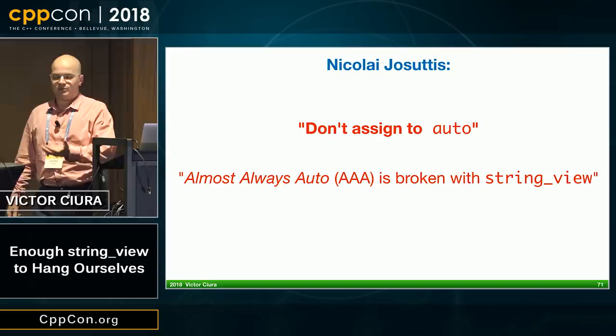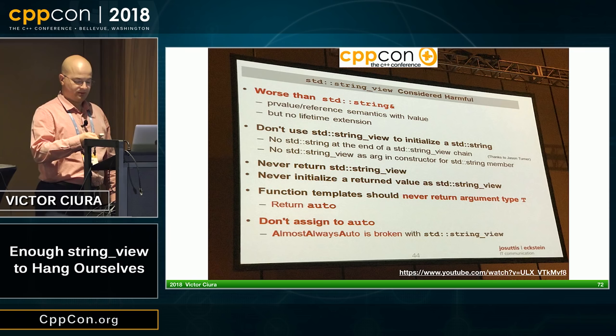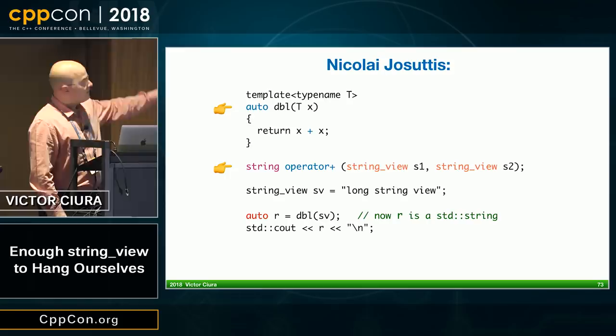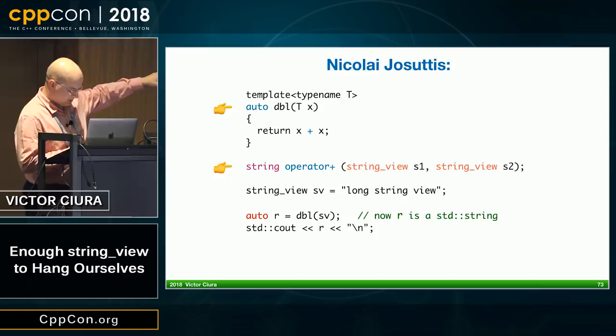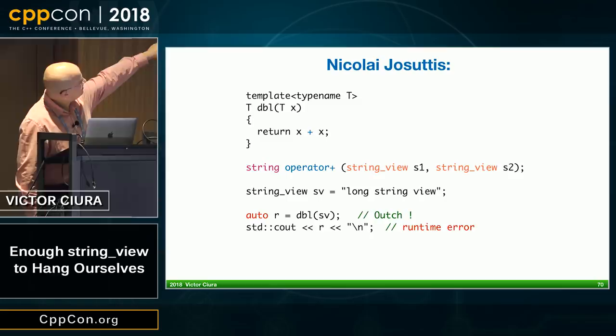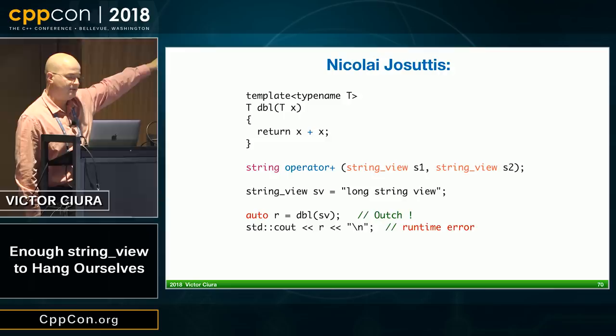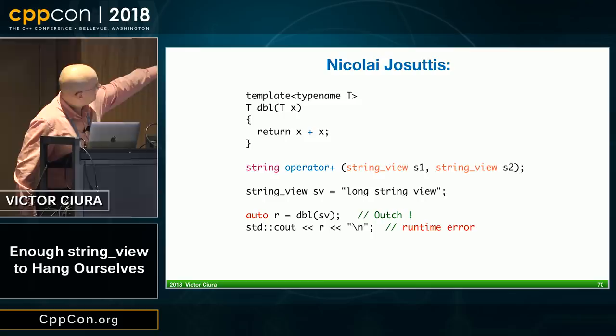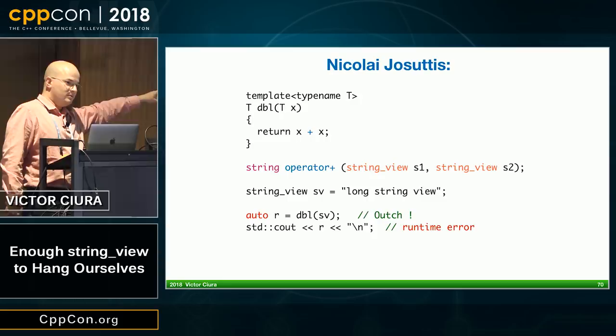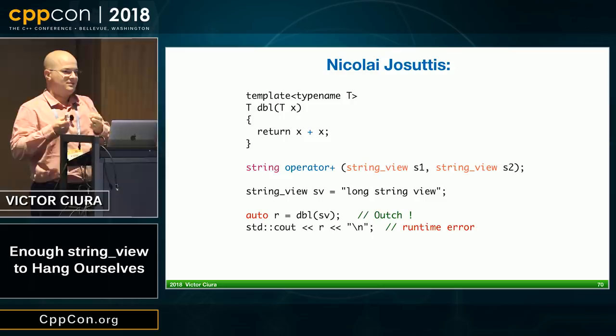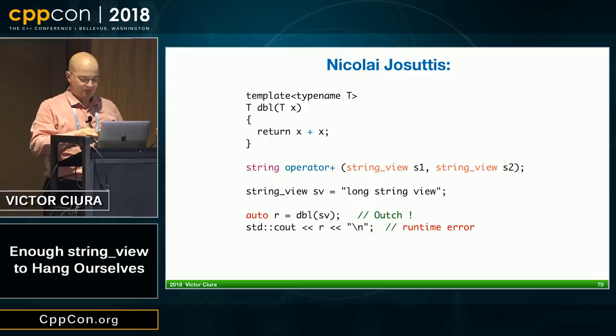And let's see. So I do have the example again. Let me go back to the previous sample. Because the return type of double is T, and we pass in a string view to the double function, T ends up being a string view. And because operator plus returns a standard string, we end up with a string view referencing a temporary string resulting from that plus operator. So it's a string view holding on to a temporary string of the plus operation. So that's the problem here.